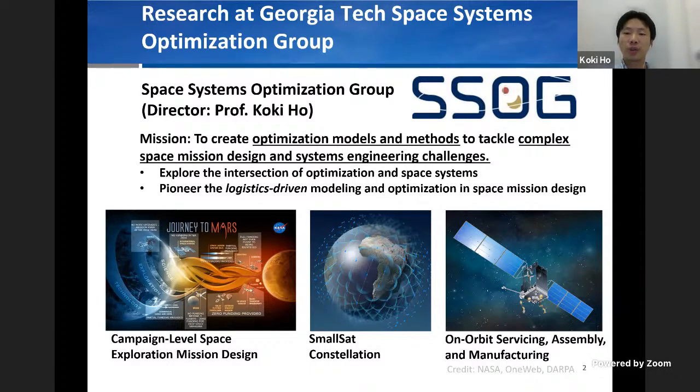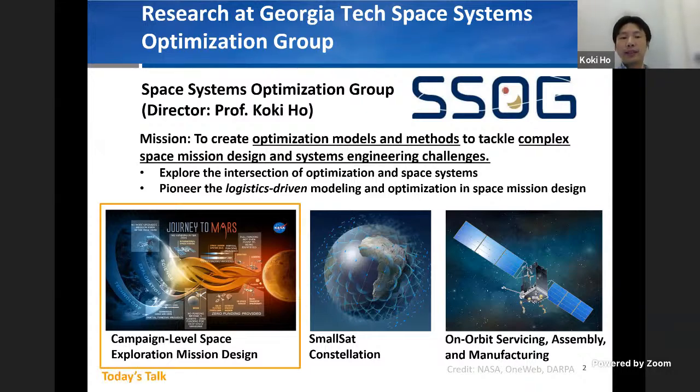How do we make sure that we have enough spares? How do we make sure this satellite will continue functioning, even not at an ideal state, but still satisfy the mission goal or the constraints we have? So those are all very interesting optimization problems.